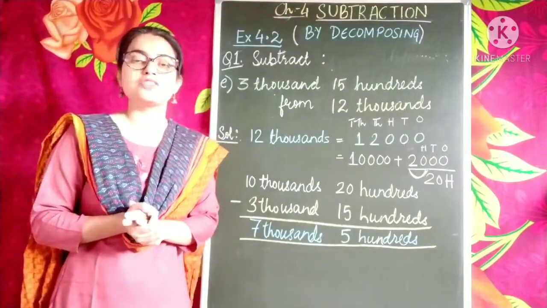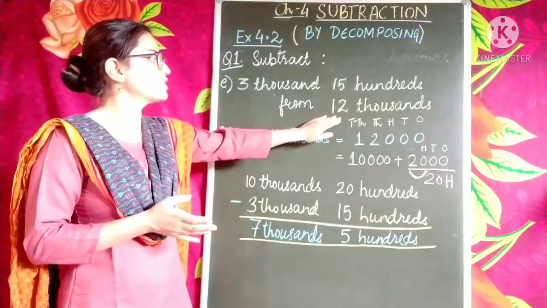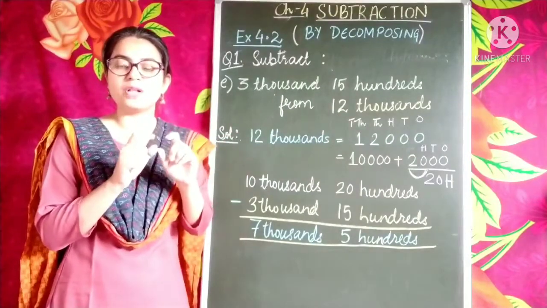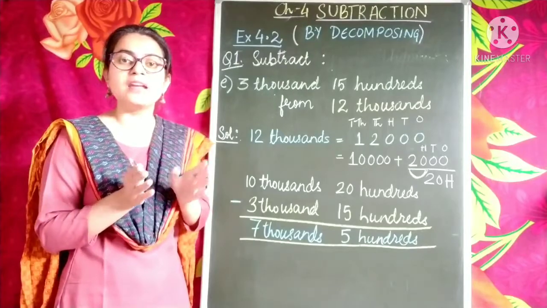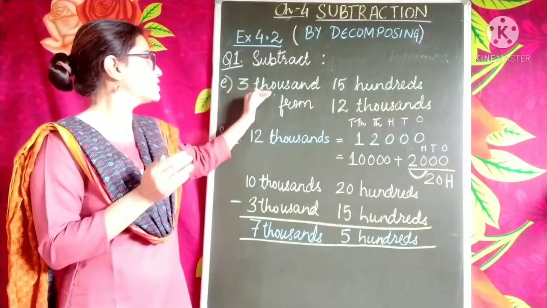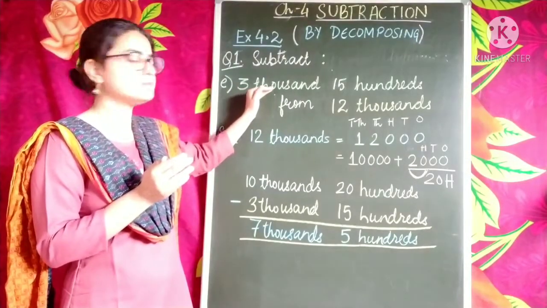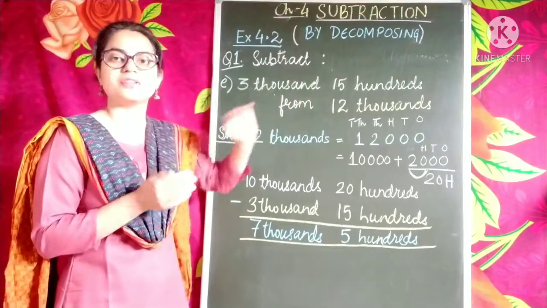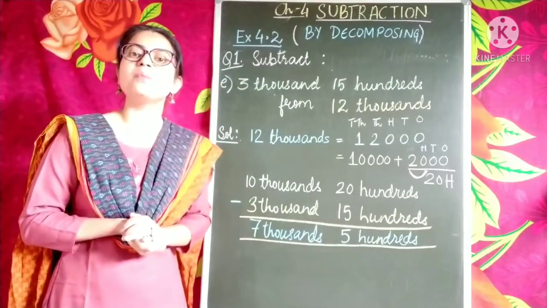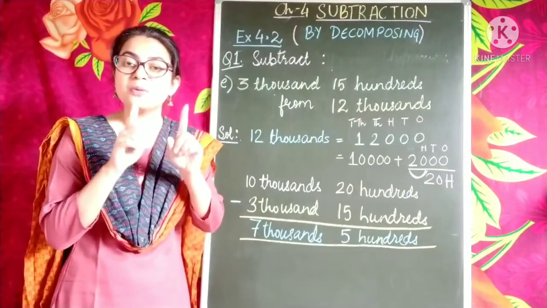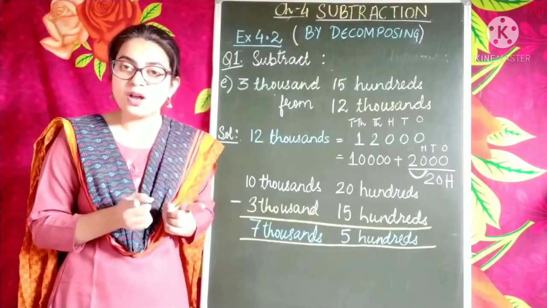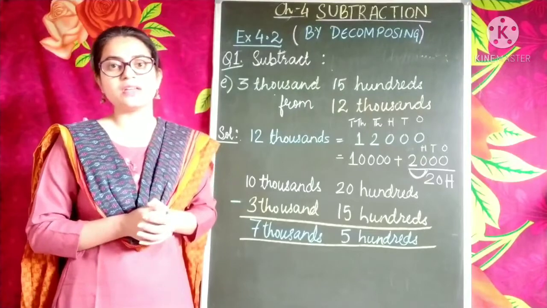We actually decomposed the minuend. We broke the minuend 12,000 into two smaller pieces, so that we had equal units for our subtrahend, thousands and hundreds also. So this is how we perform subtraction by decomposing. We break the bigger number into smaller parts. Okay. Thank you.